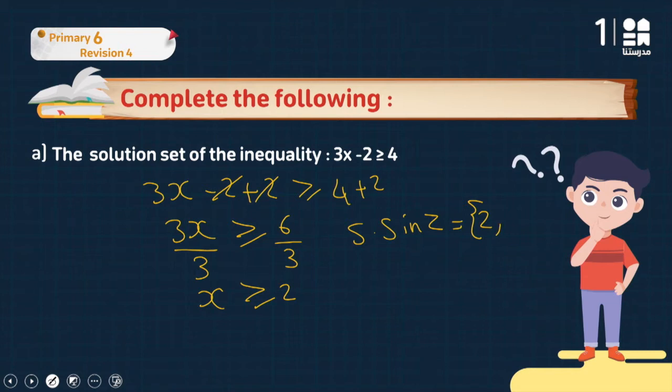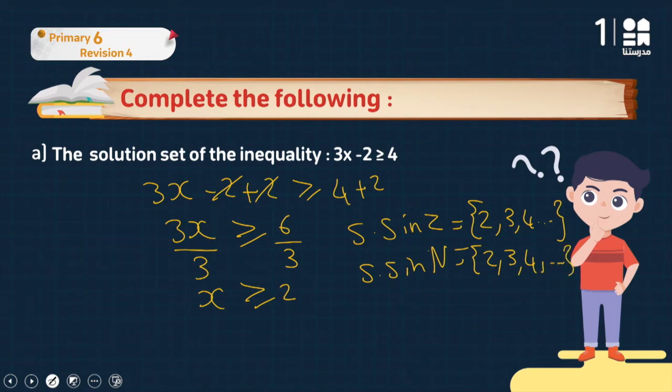What are the integers greater than or equal to 2? 2, 3, 4, and so on. So what about the solution set in N? In the natural set, I will have the same set. It also will be 2, starting with 2, 3, 4, and so on. I can write 5, 6, 7, and it's infinite, it's an open set.